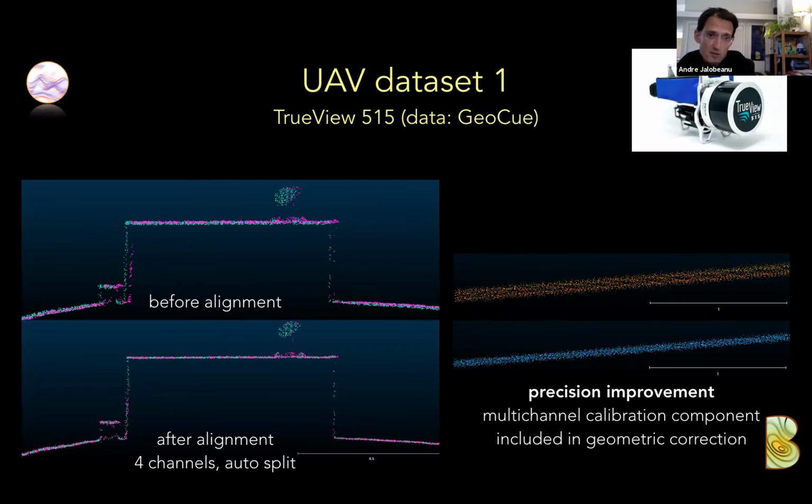But what's really interesting with StripAlign here is that by splitting into multiple channels automatically, you can also perform the multi-channel calibration and recalibrate all those beams, or at least groups of beams, in such a way that the precision is improved. So this is a cross-section of a rooftop before and after alignment. So you can see that the fuzziness has been much reduced. There wasn't much fuzziness to begin with, but it's even better after alignment.